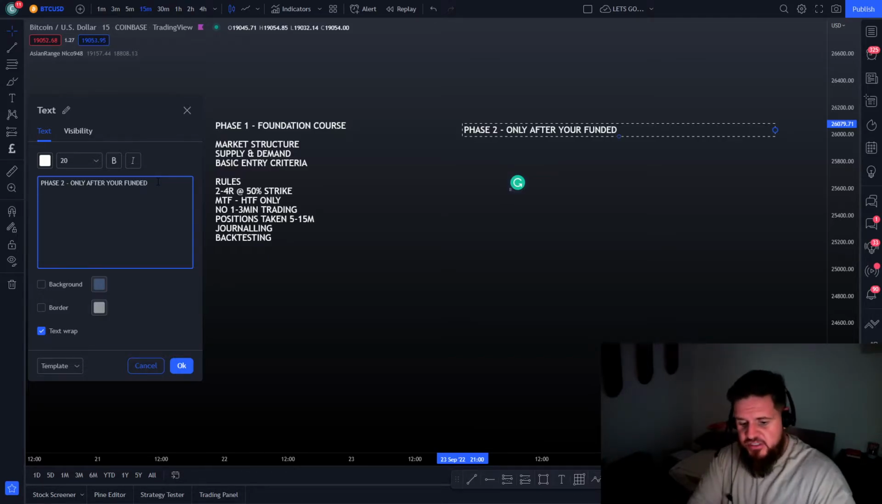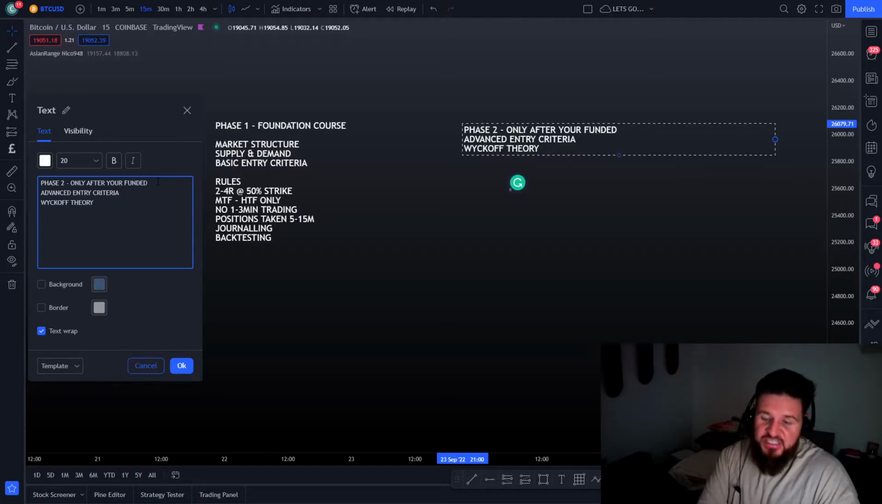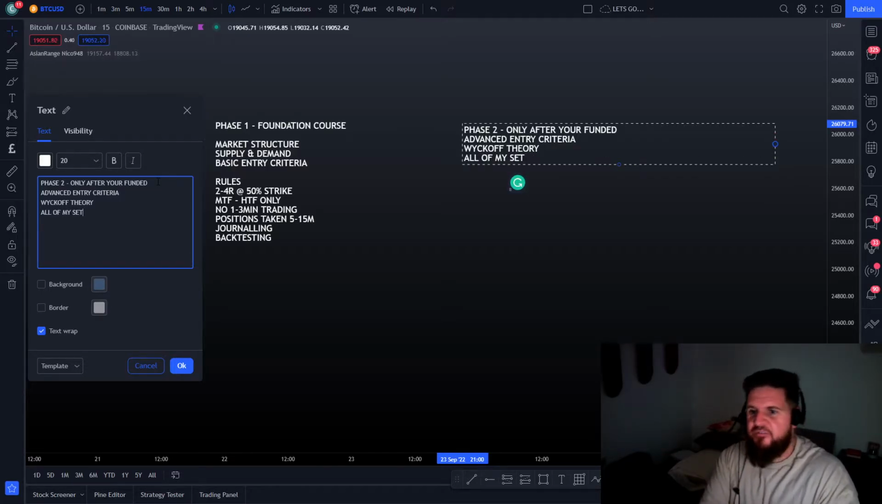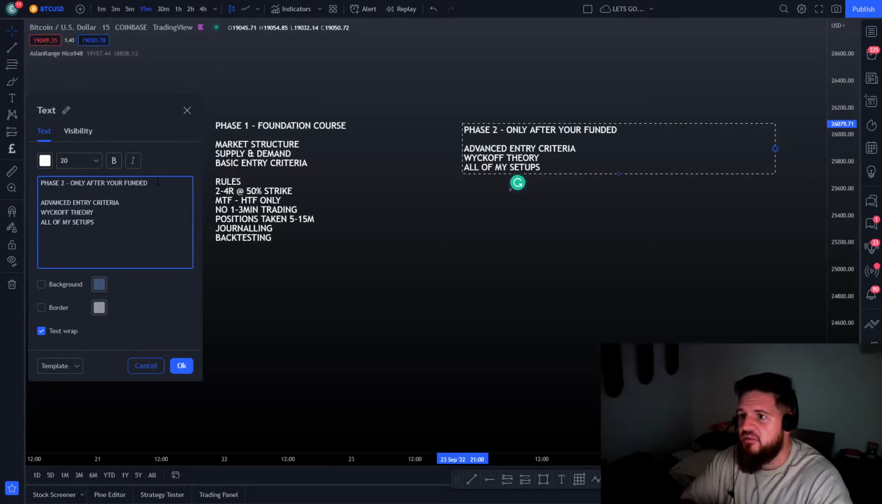Okay, phase 2 is advanced entry criteria. Really, we'll talk about things like Wyckoff theory. And ultimately I'll teach you all of my setups. I have about 4 setups that I use in live markets that you could probably piece together, to be fair, from what you've seen from the Discord chat, but I'll actually teach you all of my setups. I'm not going to bog you down with loads of different setups at the moment, because it will just get too confusing, but I'll teach this in phase 2.